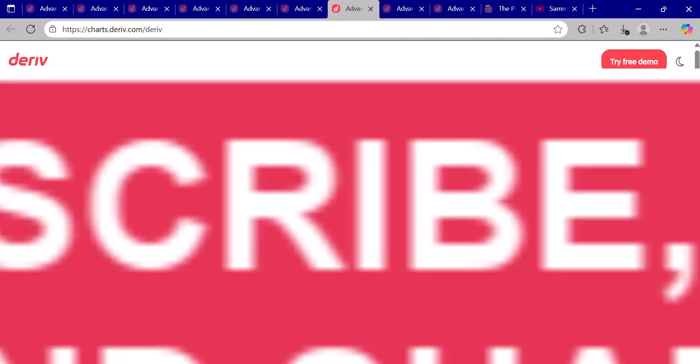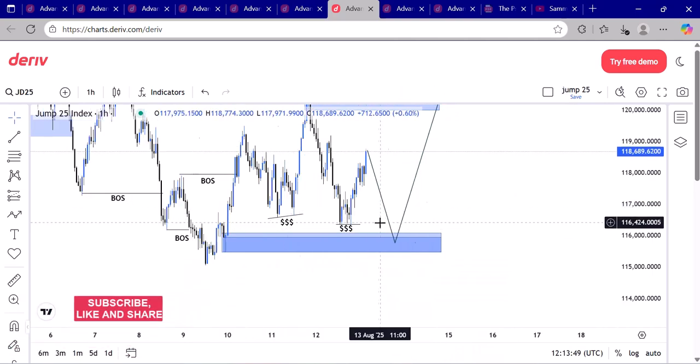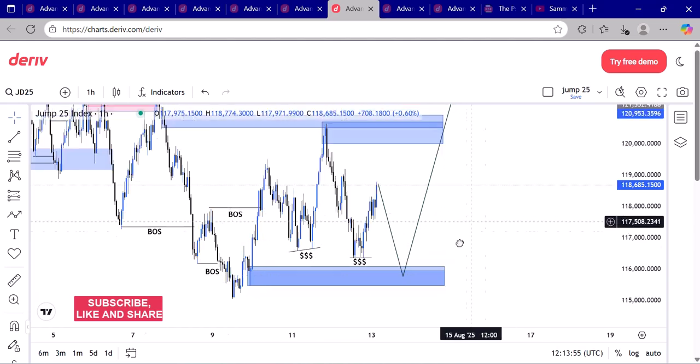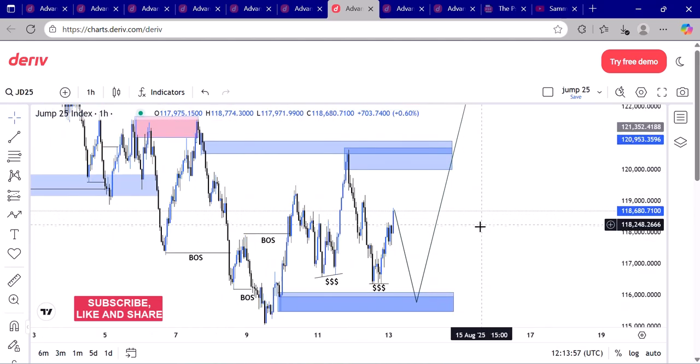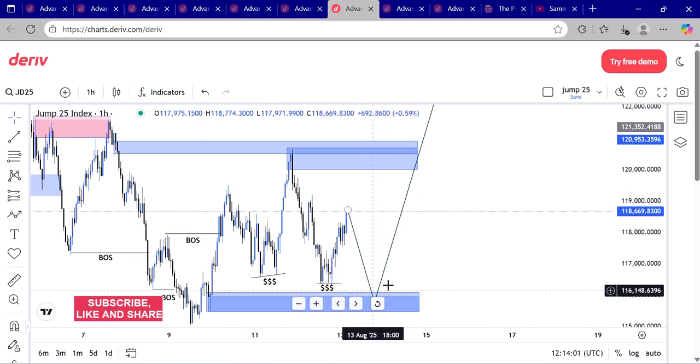So this is also an inducement. So we're expecting that price will come in, take out these lows as well, tap into our zone, and then it moves up. So that is what we are looking at.